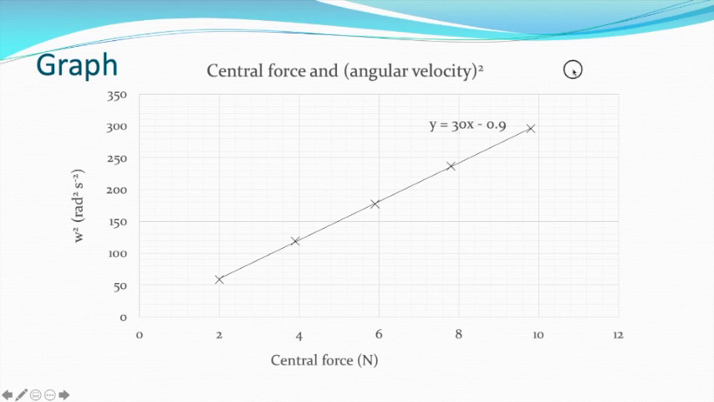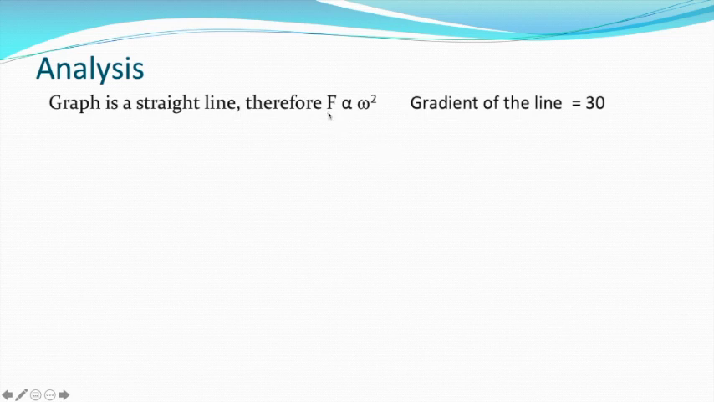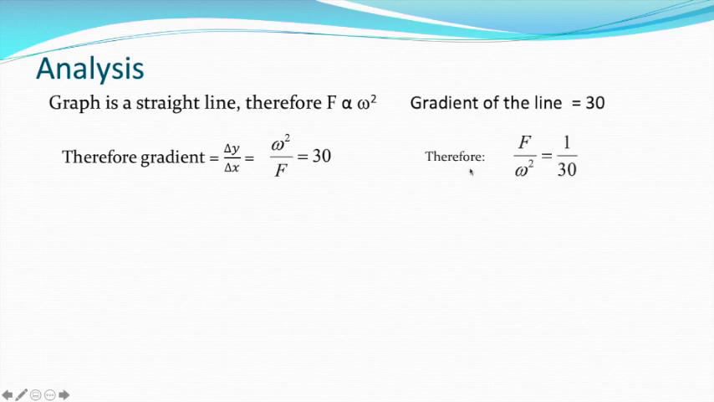Let's analyse that. So, f varies directly with omega squared, and the gradient of our line is 30. If we think about that gradient a wee bit further, because y over x was omega squared over f, if we flip that whole thing upside down and get f over omega squared is 1 over 30, by looking at the relationship, if f over omega squared is 1 over 30, then mr equals 1 over 30.